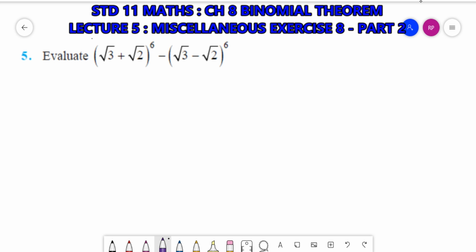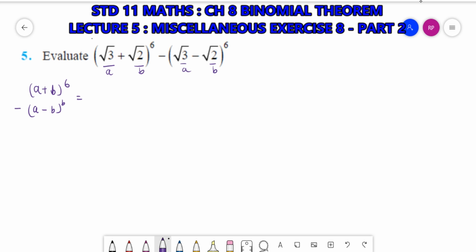Question number 5. Evaluate root 3 plus root 2 whole raised to 6 minus root 3 minus root 2 whole raised to 6. This type of sum we have already done in exercise 8.1. What we can do first to simplify it, let's consider these as a and b. Finally, we put the value of a as root 3 and b as root 2. So a plus b whole raised to 6 minus a minus b whole raised to 6.